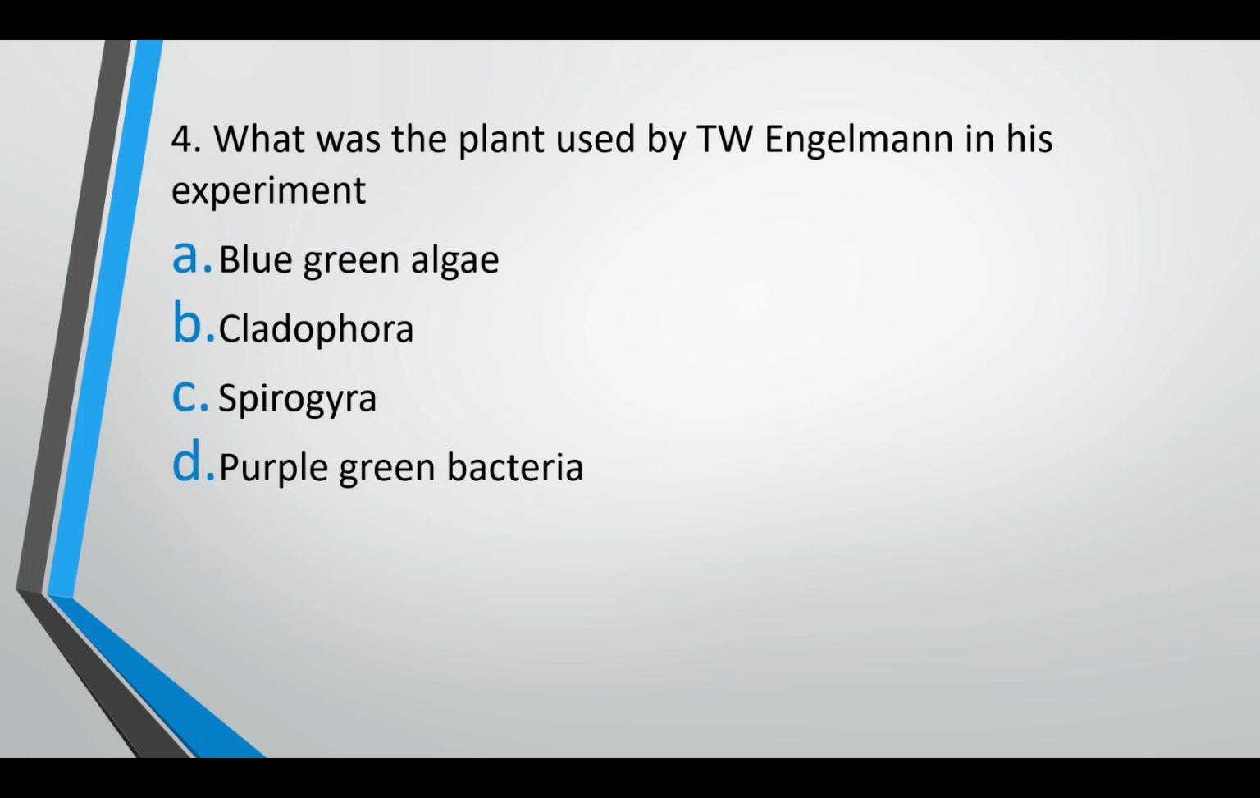Question 4. What was the plant used by T.W. Engelmann in his experiment? Option A, blue-green algae. Option B, Cladophora. Option C, Spirogyra. Or option D, purple-green bacteria. What was the plant used by T.W. Engelmann in his experiment? The correct answer is option B, that is Cladophora.